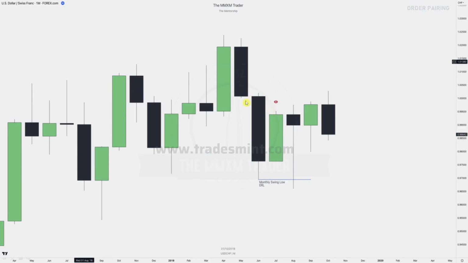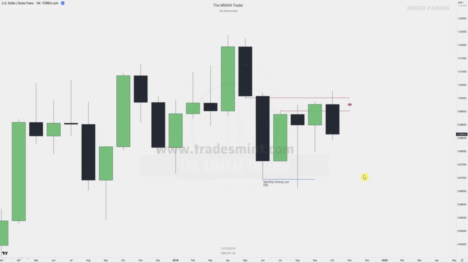We have this fair value gap over here. So after external range liquidity has been taken, we want to go to internal range over here. And eventually we fill up this whole fair value gap over here. Now, how does that order pairing look like on a daily chart?